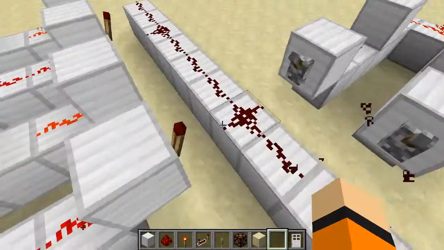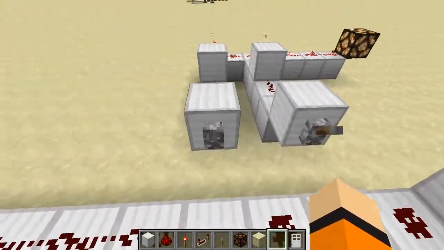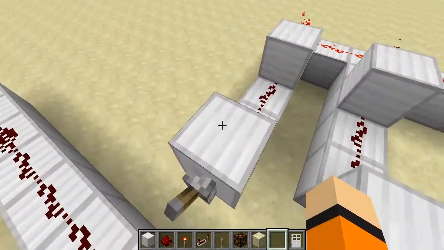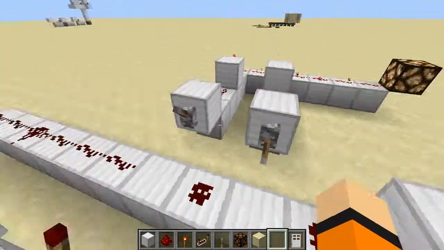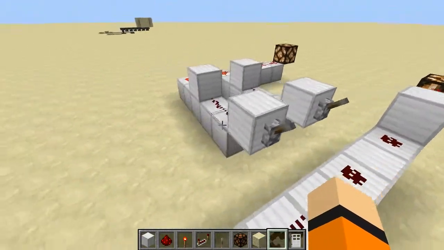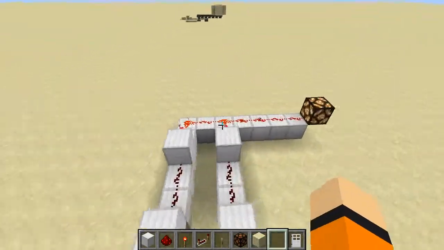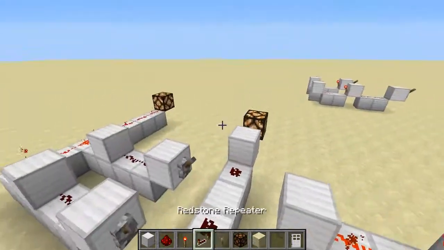So I did take out these two pieces of redstone to show you what it does. Basically it's always on unless both of them are on, then it will turn off. That's the kind of inverted phrase of the AND gate. The AND gate. I'm getting confused here.